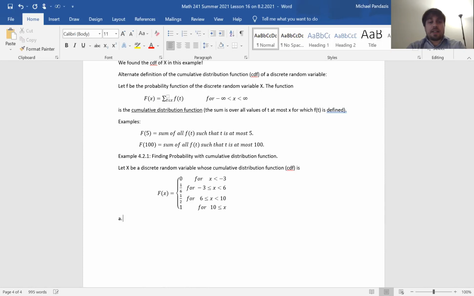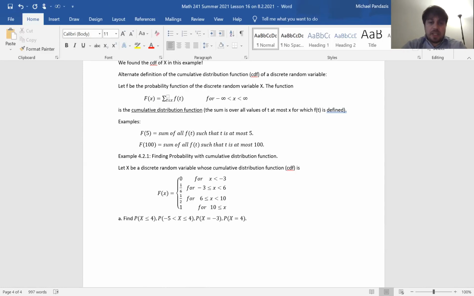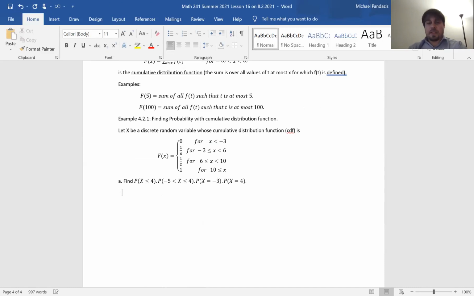Good. Part A: find the probability that capital X is less than or equal to 4, which is at most 4. And the probability that -5 is strictly less than X, less or equal to 4. And the probability that capital X is equal to -3, and the probability that capital X is equal to 4. Okay, so from part A, we want to find those four separate probabilities.